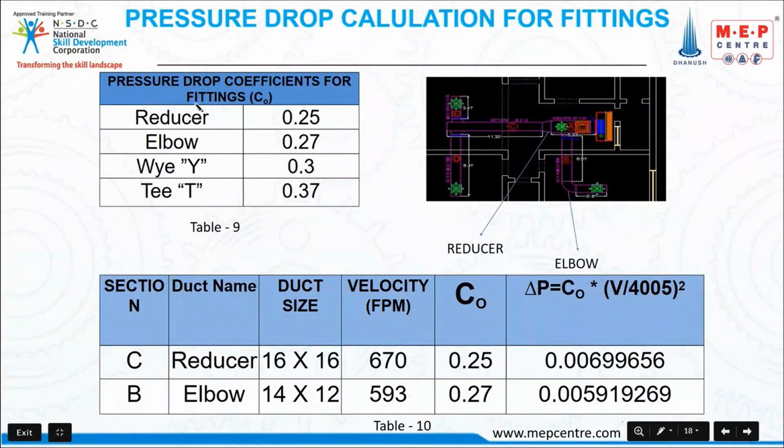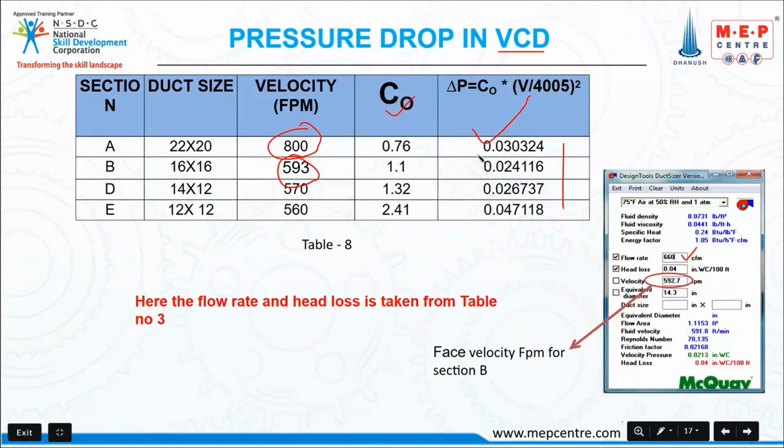So pressure drop coefficient for reducers. That means the C naught value. Sir, the pressure drop for VCD. VCD is like... This is for VCD. What is VCD? VCD is volume control damper.